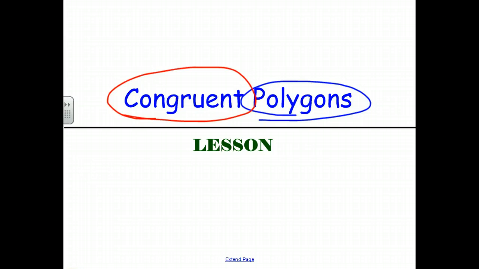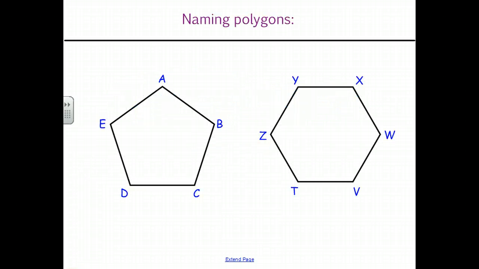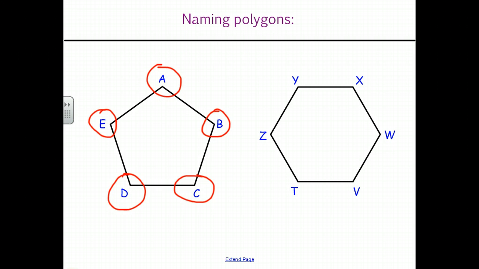So first, as I said, let's review the idea of naming polygons. To name a polygon, we have to know a few things. First, we have to have a polygon, and second, we have to have named the points. Each of these capital letters represents a point that is an endpoint of one of the line segments, and also, because it is a polygon, an endpoint of two of the line segments. In the pentagon to the left, we have points A, B, C, D, and E. In the hexagon to the right, we have Z, Y, X, W, V, and T.